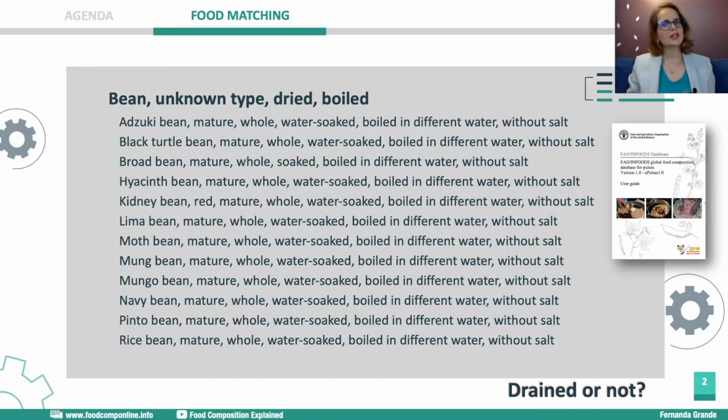Therefore, in this case, we need to decide how to match the foods. So, should we take an average of all beans available in the food composition table? Or should we choose just the ones that are known as the most consumed ones and according to the most common cooking practice for the given population? So, these are some options that we may have for matching this food.